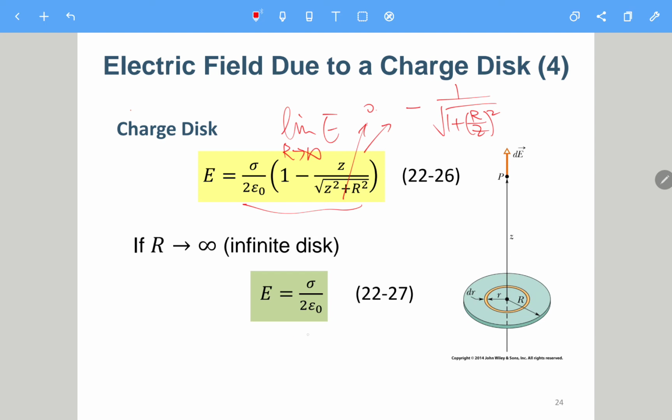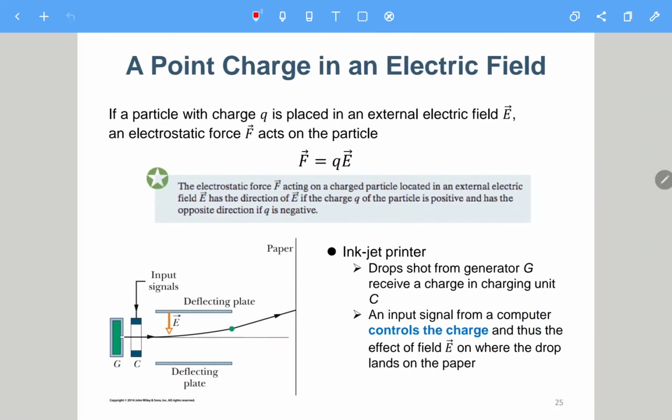And actually, this is related to the capacitor. If we have two parallel plates, then it will be a capacitor, and some characteristics will depend on this. So we will actually see it again in the next chapter, chapter 23, and also in chapter 25 when we talk about the capacitor. Okay, so far any questions?